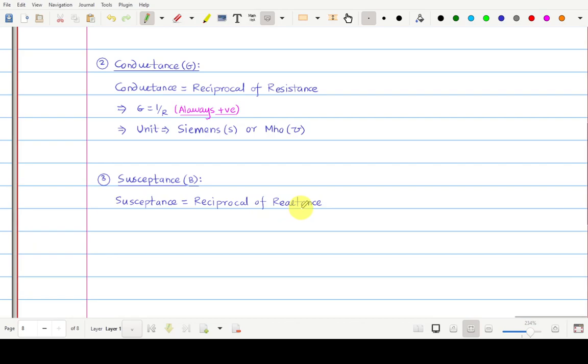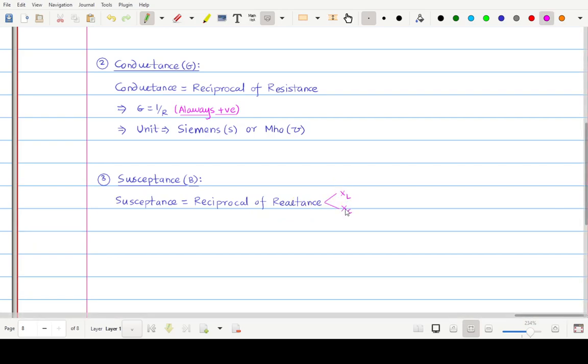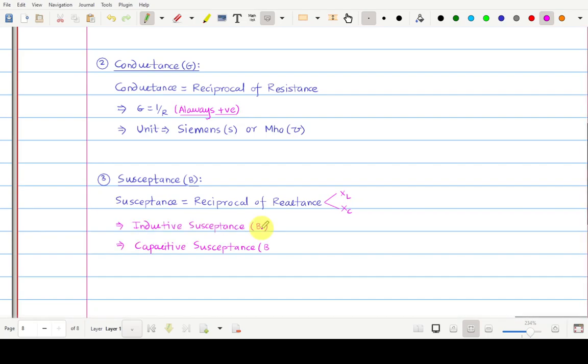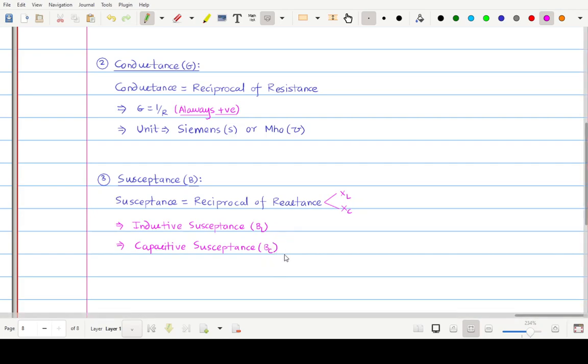Reciprocal of reactance. So reactance may be inductive reactance or capacitive reactance. So if we are taking reciprocal of reactance, it means susceptance is also of two types. Inductive susceptance, which is indicated by BL, and capacitive susceptance, which is indicated by BC. Okay. So in many books, instead of BL and BC, both susceptances are indicated by capital letter B. Okay, so how will you identify whether it is inductive susceptance or capacitive susceptance?